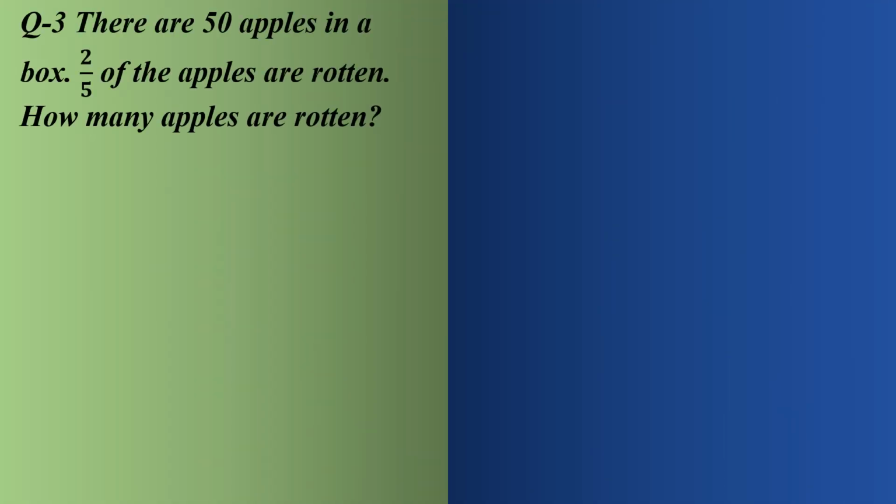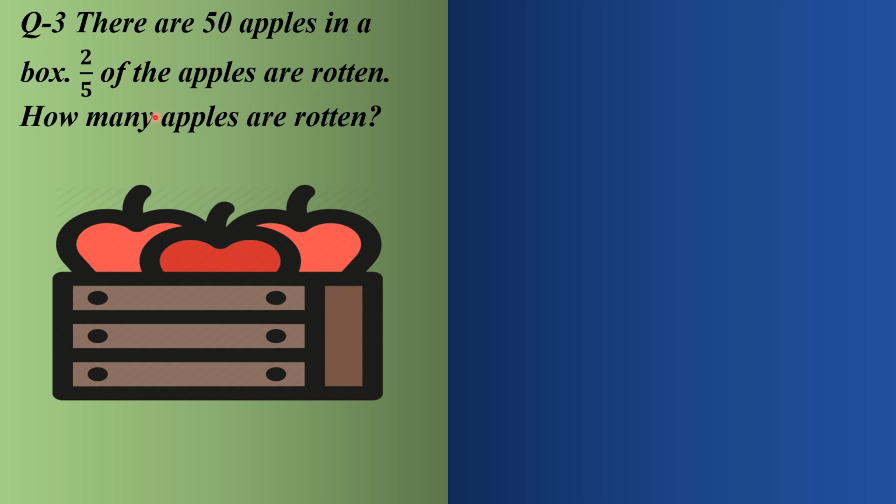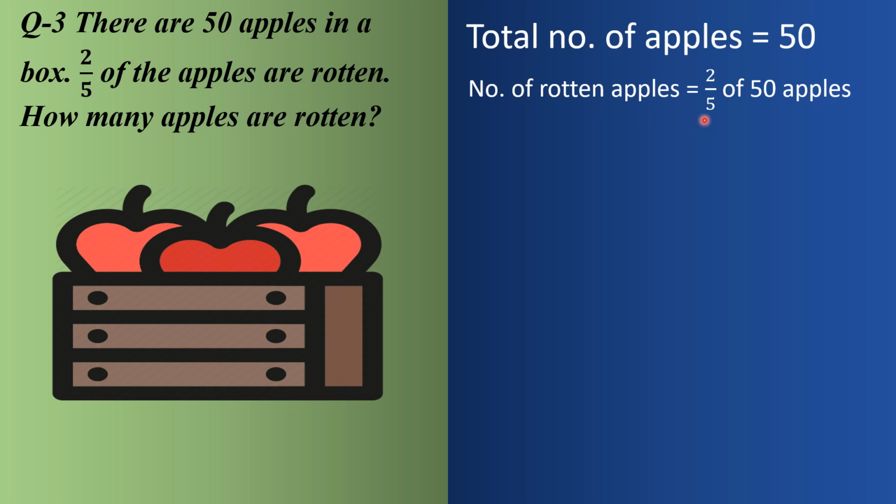Now next question is this: there are 50 apples in a box. 2 by 5 of the apples are rotten. How many apples are rotten? So here what is given? Always read the word problem carefully. So there are 50 apples. It means total number of apples equals to 50. In a box, 2 by 5 of the apples are rotten. It means number of rotten apples equals to 2 by 5 of the apples, means how many apples? 50. It means 2 by 5 of 50 apples are rotten.